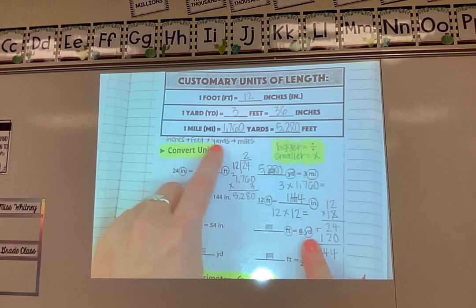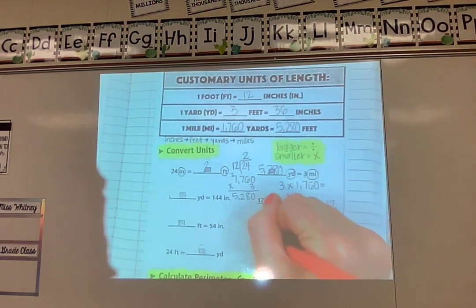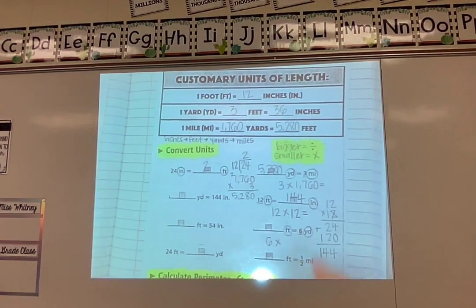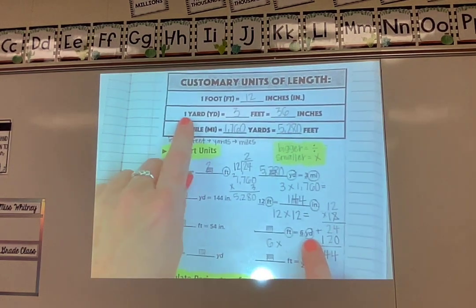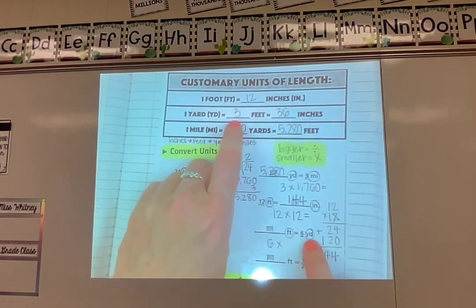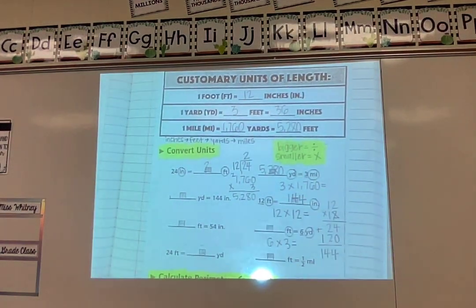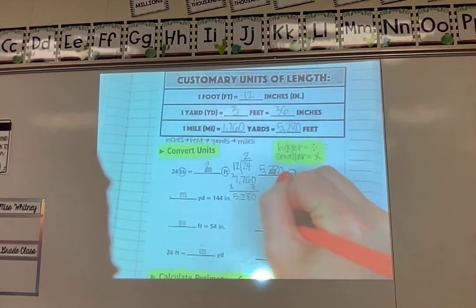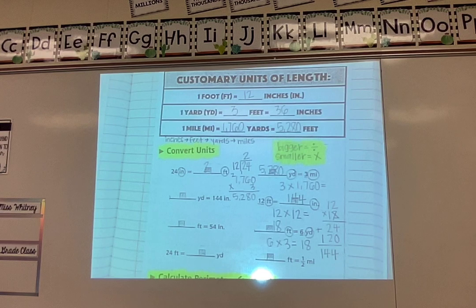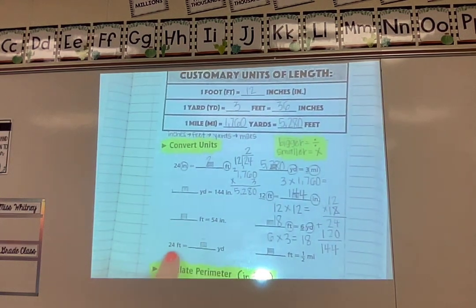So yards to feet, I'm getting smaller, so I need to multiply 6 times, and then I have to use my chart. How many feet are in a yard? 1 yard equals 3 feet, so I need to multiply by 3. That is a multiplication fact. 6 times 3 is 18, so that would be 18 feet. Alrighty, let's go ahead and do this one next.